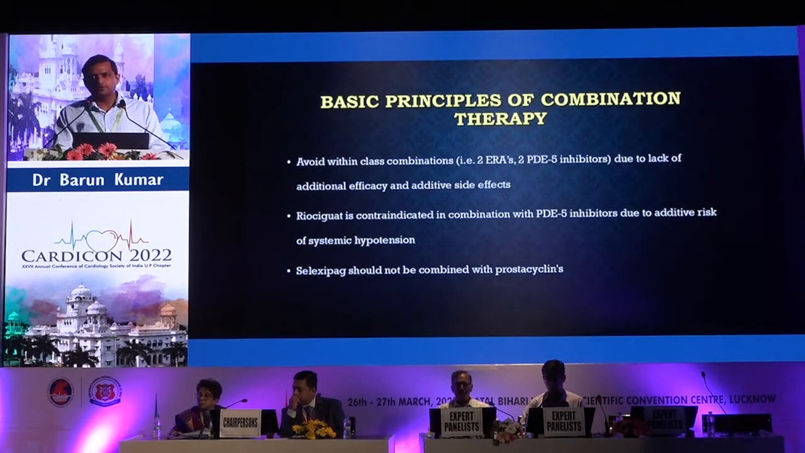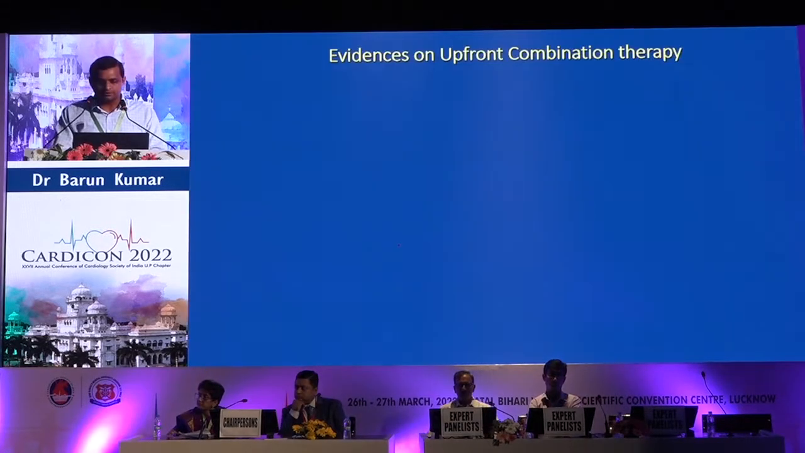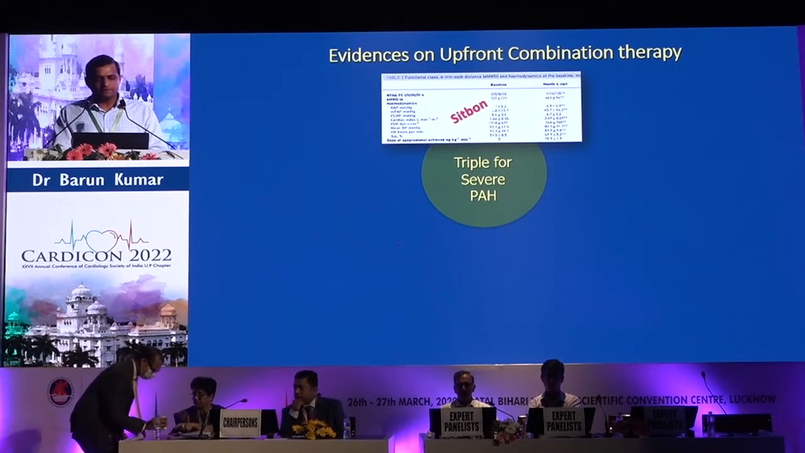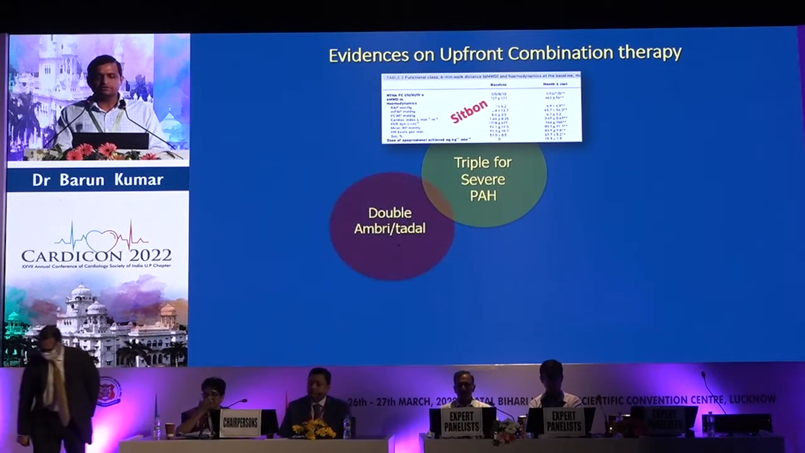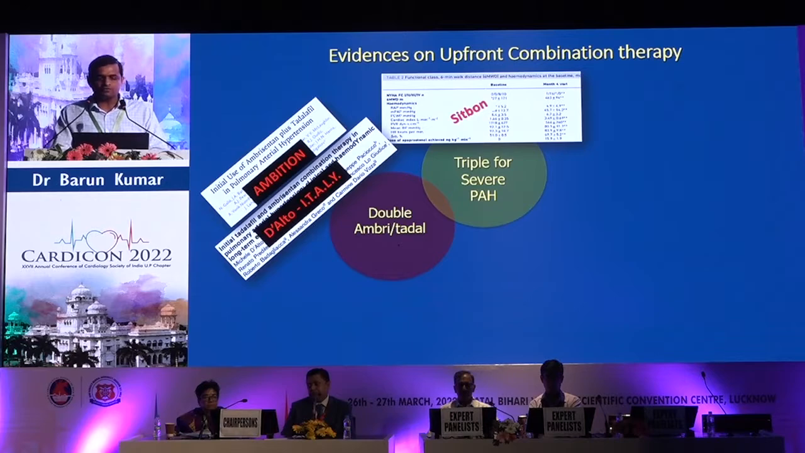Combination therapy is the way forward. We should always tend to use 2 or more drugs. We should avoid same-class combinations like 2 endothelin receptor antagonists or 2 phosphodiesterase inhibitors. Riociguat should be avoided with phosphodiesterase 5 inhibitors as there is a high risk of hypotension, and selexipag should not be combined with prostacyclins.